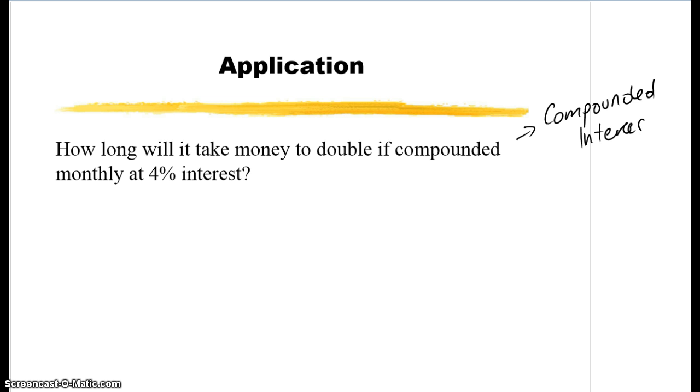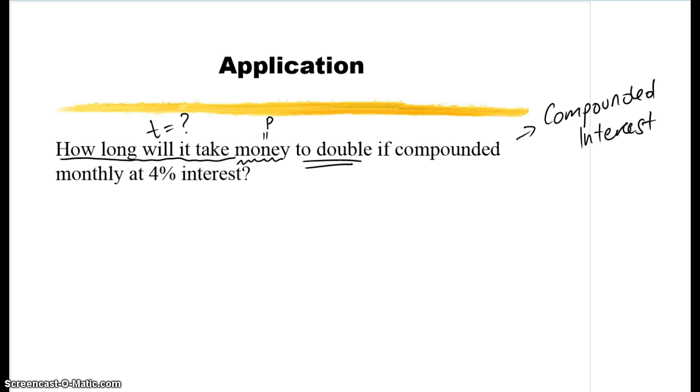Okay, so let's break this down. How long will it take? That is a big hint that we're looking for t. We're trying to figure out the time it will take for our initial money. It doesn't say how much, it just says money. So p is just itself, money, p.